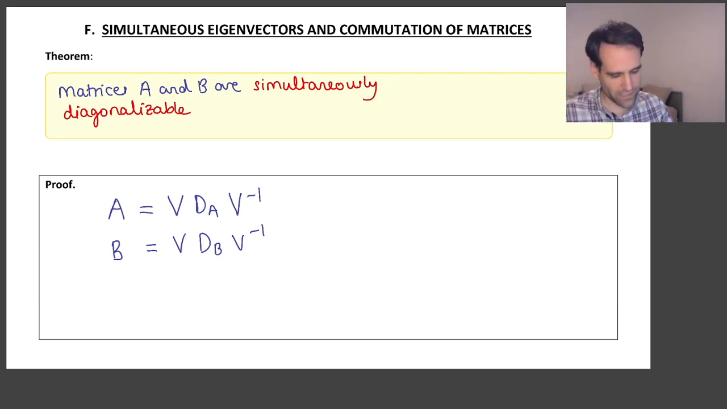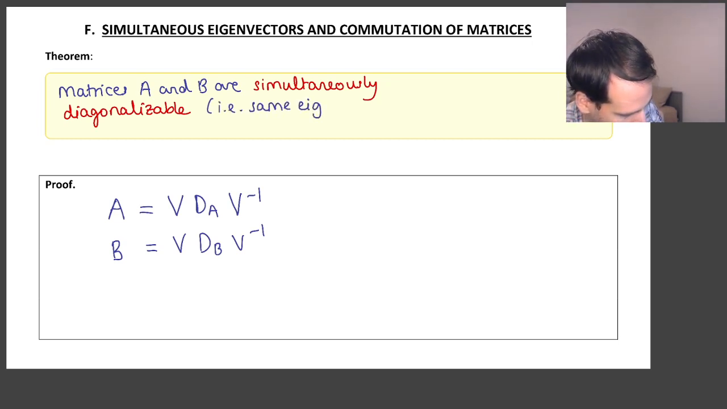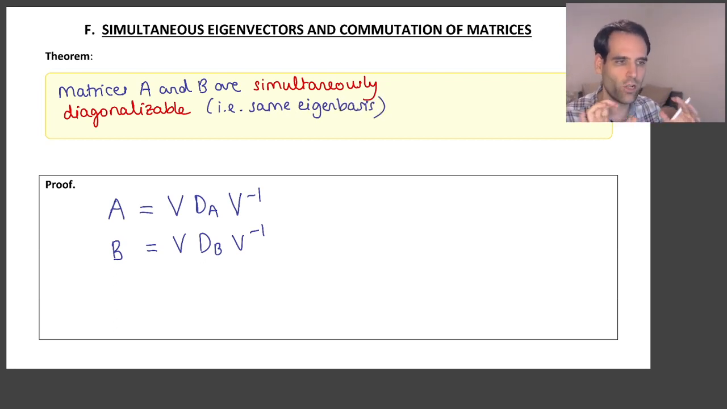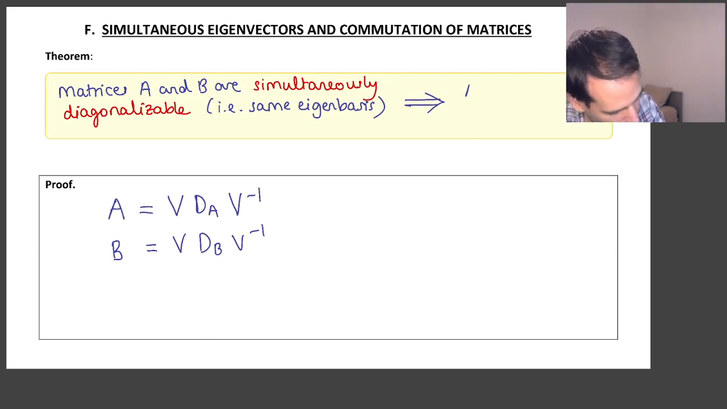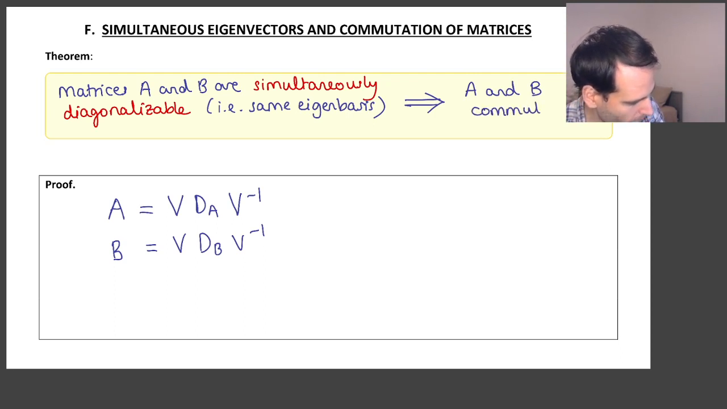This means that, remember that this matrix V, which is the change of basis matrix, has the eigenvectors as the columns. So this means that they have the same eigenvectors, okay? They have the same eigenbasis. So when two matrices have the same eigenvectors, they are called simultaneously diagonalizable. And this implies that A and B commute with each other. Okay, they are two matrices that commute.